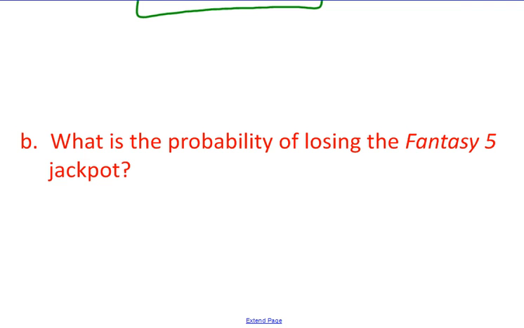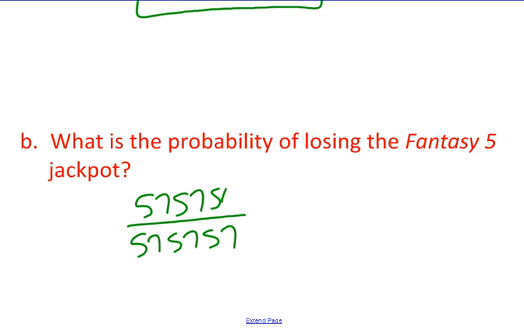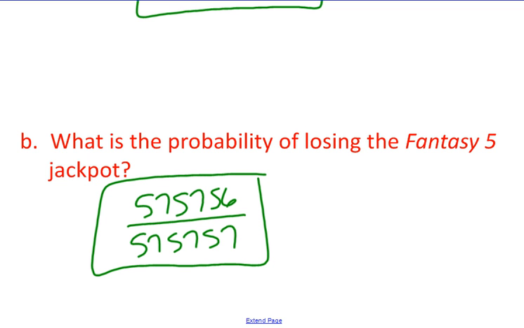And the second one says, what is the probability of losing the jackpot? Probability now, so we're going to go over the total, so my total number goes in the bottom. And the number of people who lose, we said, was everyone but 1, right? So there's my probability of losing. If I actually divide that out, I would say I have a pretty good chance of losing, right? So now we'll keep going.